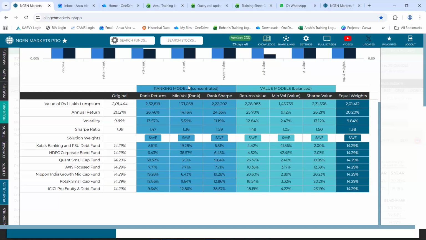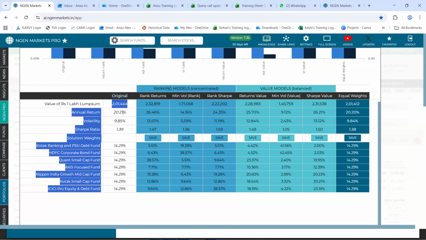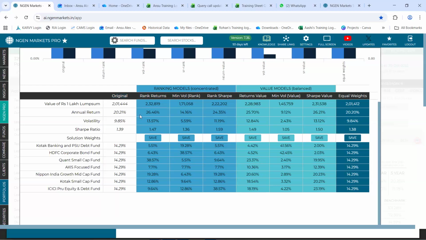So let's try and understand the ranking model first, wherein we will firstly understand the rank returns. As the name suggests, the objective of this improvised portfolio is to maximize your return compared to your original portfolio. In this original portfolio, you could see that the annual return of 20.21% could have been 26.46%. Now, how could this annual return difference of, let's say, 6% happen? It is wherein you give 38% allocation to Quant Small Cap and 19% to Nippon India Growth Mid Cap Fund.